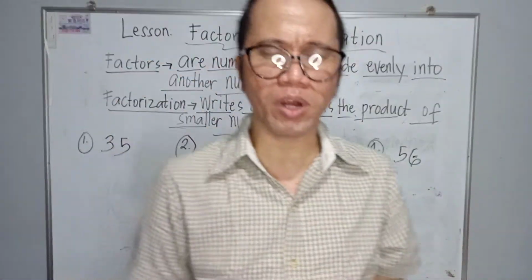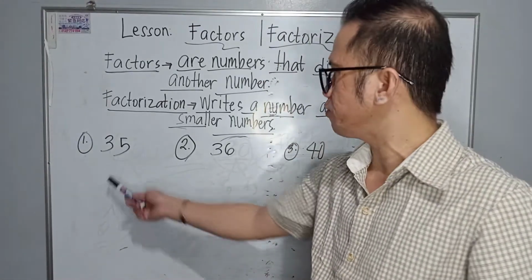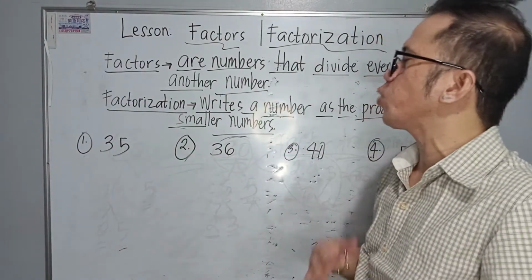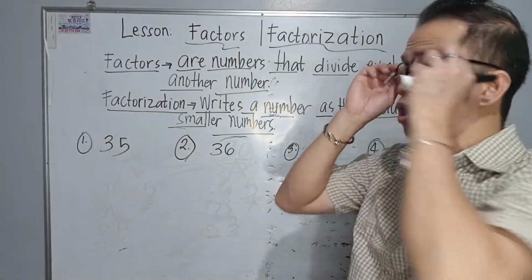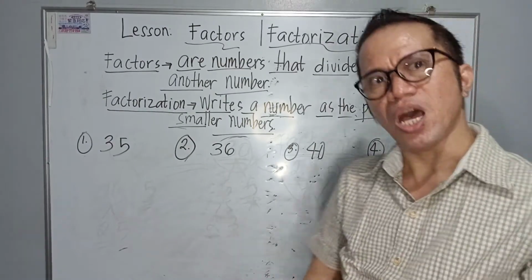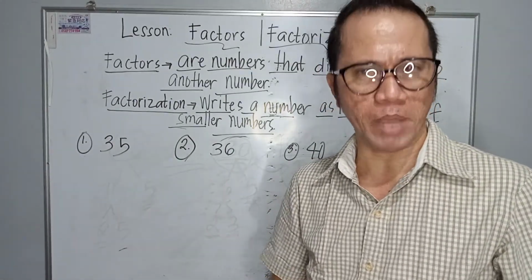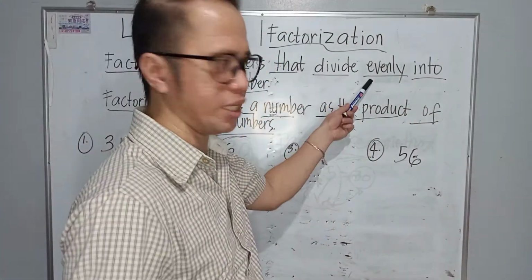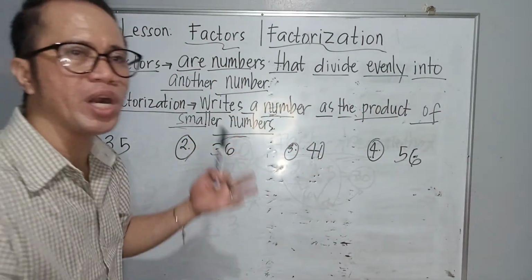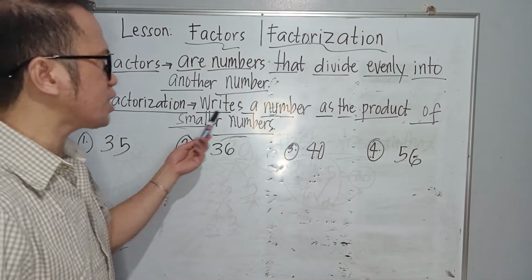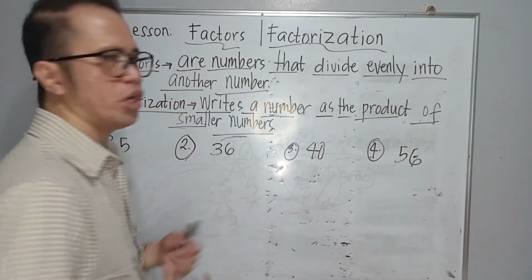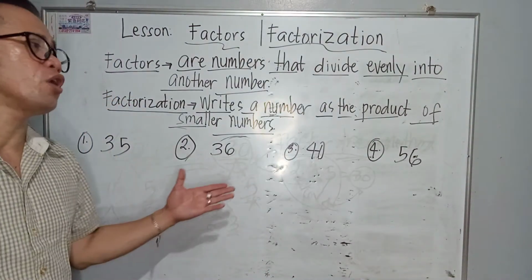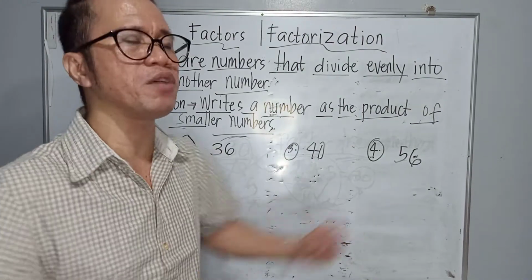Here we go, dear viewers. What are the numbers that we're going to solve? We have 35, 36, 40, and 56. These are the 4 numbers that we need to factor, right? We need to apply the factorization process using the factor tree method. Again, factors are numbers that divide evenly into another number, whereas factorization writes a number as the product of smaller numbers. I will give you time. Please jot down, class, 35, 36, 40, and 56. I will give you time to solve it.